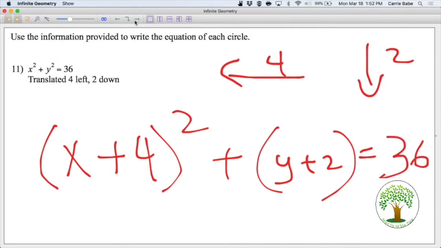So what you did is you picked up that circle and just moved it over and down, and the new equation looks like that. Why does the radius say 36? Because this circle right here, you picked up this x squared plus y squared equals 36. You did not squish it or make it bigger. You kept it the same, and you just moved it over 4 and down 2. So the radius didn't change.